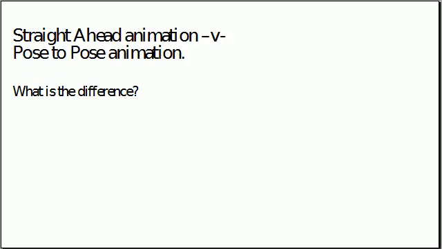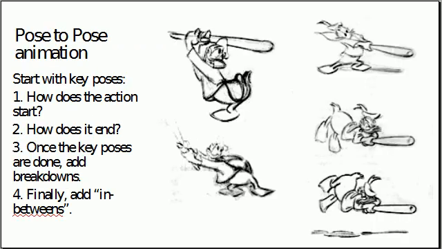So, straight ahead animation versus pose-to-pose animation. What's the difference between the two? This is something that the animators in the 20s and 30s discovered right away. And most animators pretty much work pose-to-pose. That is to say, you start with your key poses. You ask yourself, what's the beginning of the action? What's the end of the action? What's the recovery period at the end? In other words, what are all of the key poses that you need to tell the story?